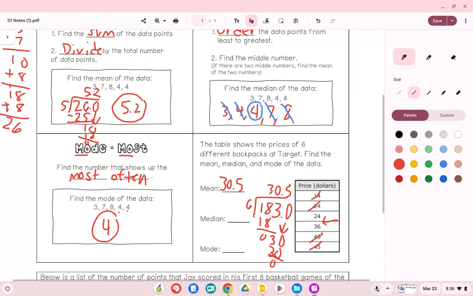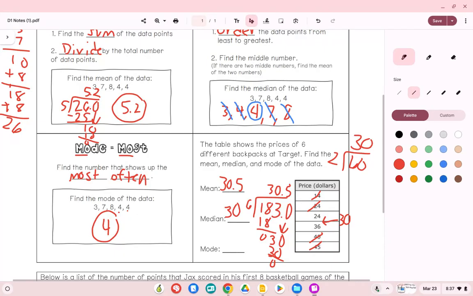So you would add them together. 24 plus 36 is 60. And then there's two numbers, so you're dividing by 2. So it would be 30. Median is 30. Which makes sense. If you think about it, 30 is right in the middle of 24 and 36.